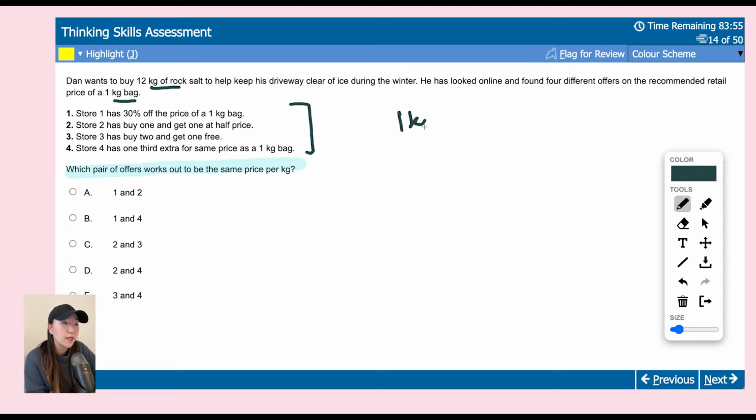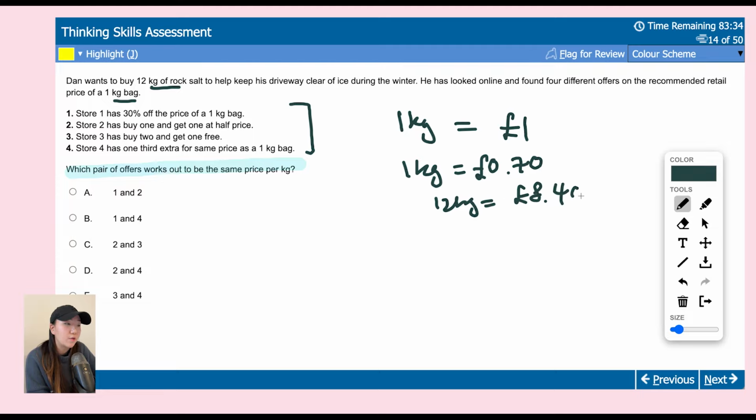So if we just set 1 kilogram as some arbitrary, easy to calculate price, so £1, then for store 1, what you're essentially looking at is that 1 kilogram is 70 pence. So we need obviously 12 of those. So the total for 12 kilograms for store 1 is just £8.40. And then we can just do the same for store 2, 3 and 4.